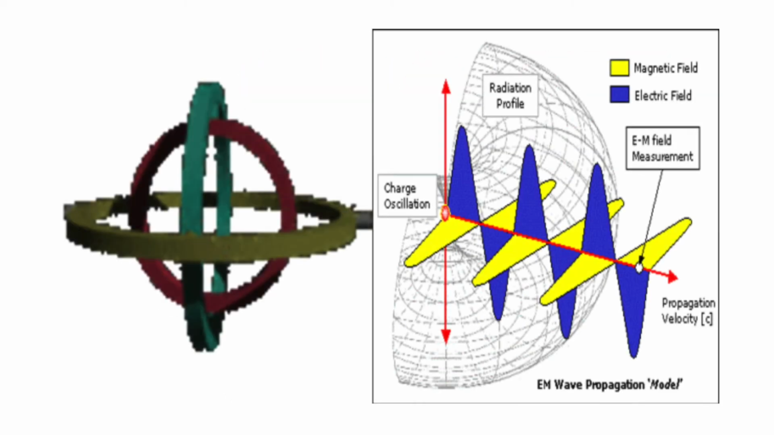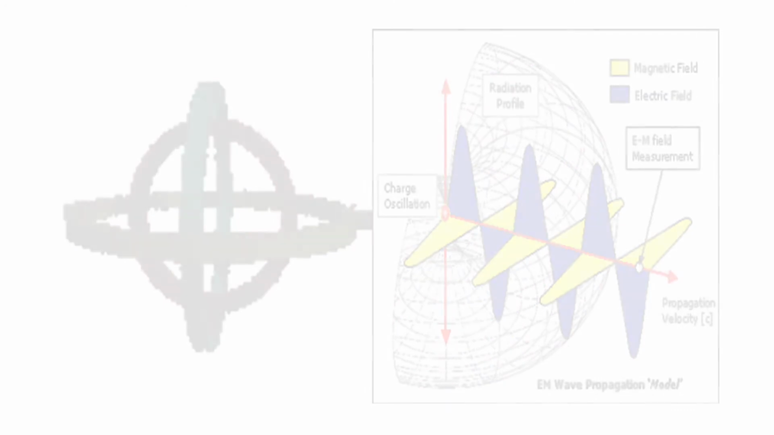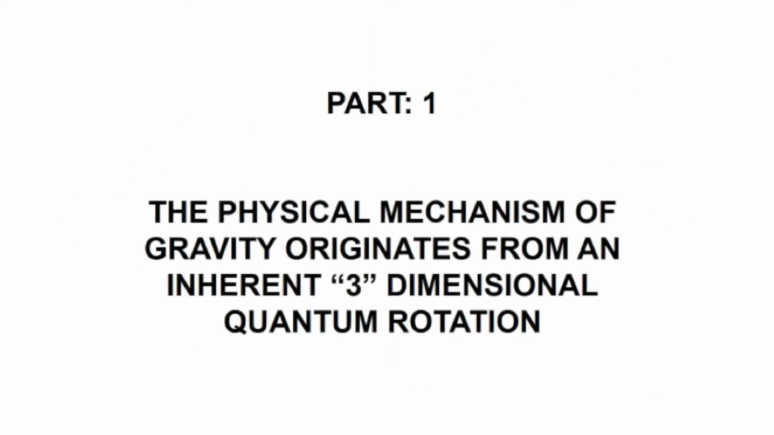The current model gyrocentrism demonstrates that the simple geometry of simultaneous three-dimensional rotation is in fact the fundamental cause of gravity, as well as the underlying mechanism which causes the sine wave behavior of radiation. Part 1. The physical mechanism of gravity originates from an inherent three-dimensional quantum rotation.